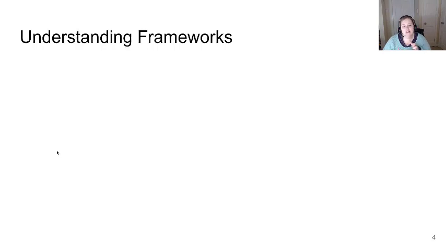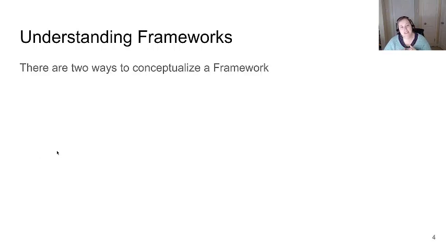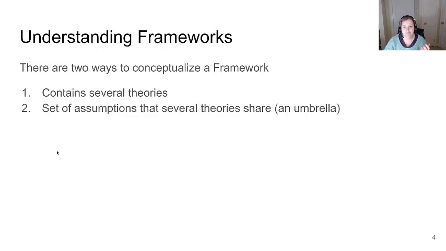So understanding frameworks, there are really two ways to conceptualize it. One is in what I just said: it's something that contains several theories. If that helps you think of it in those simple terms, it will get you there 90% of the time. A little more specifically, it's a set of assumptions, and that includes constructs, but assumptions that several theories share. It is an umbrella. Two is a little more specific and a little bit more reflective of reality.